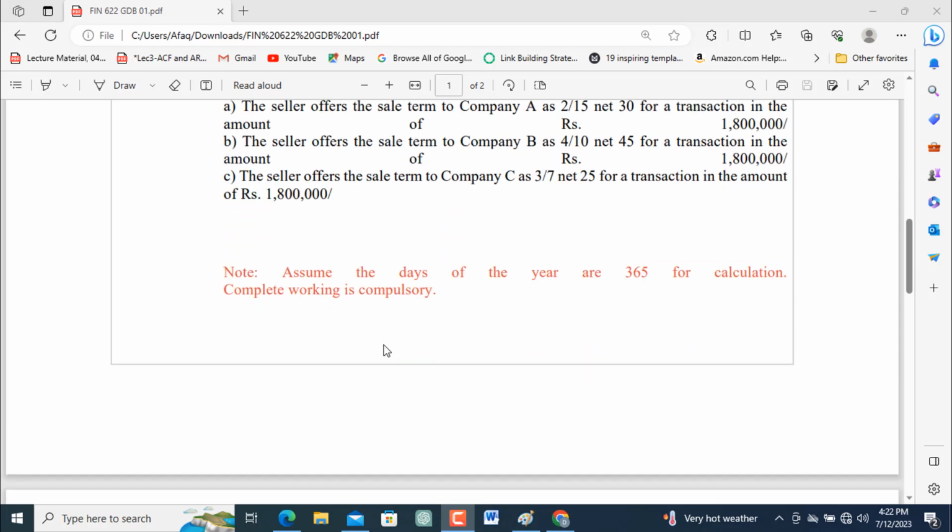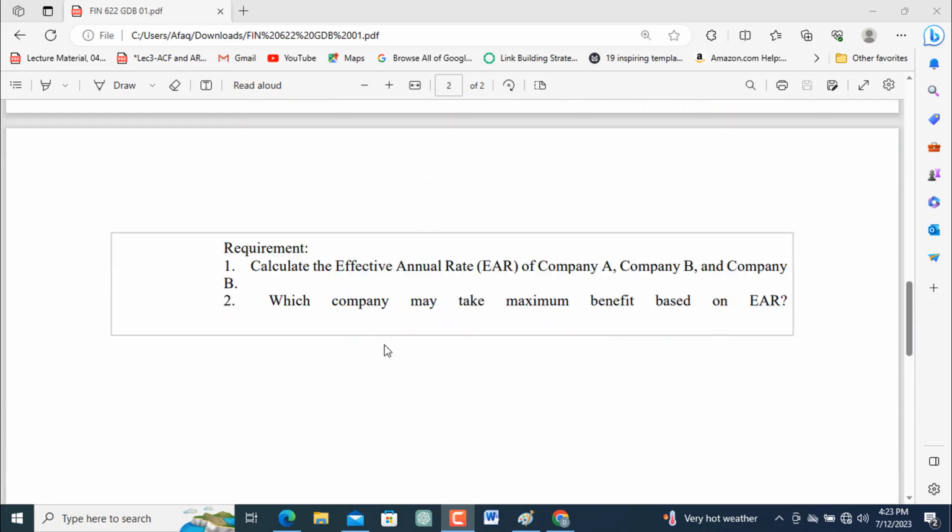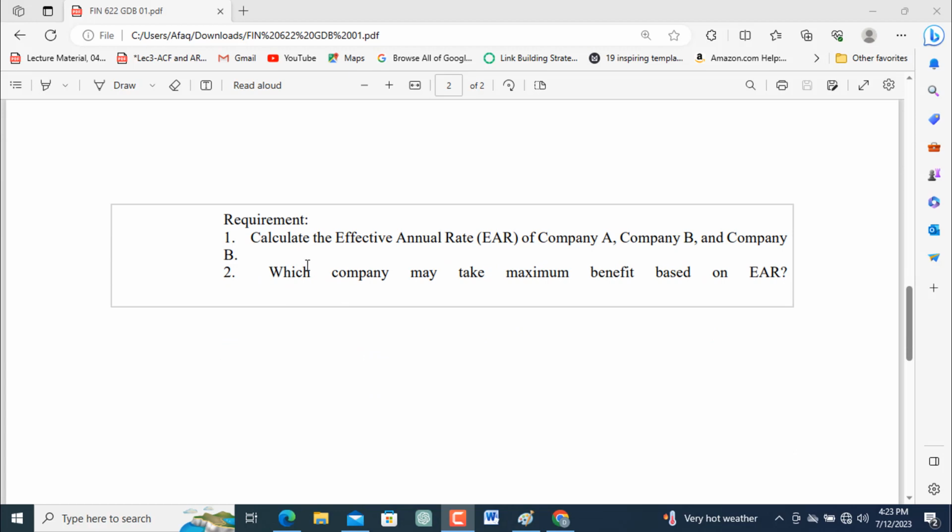Now move to the requirements associated with this GDB or question. Calculate the effective annual rate of company A, company B and company C. By mistake there is a typo error, so correct this one, replace B with C. Which company may take maximum benefit based on EAR? So let's move to the solution.